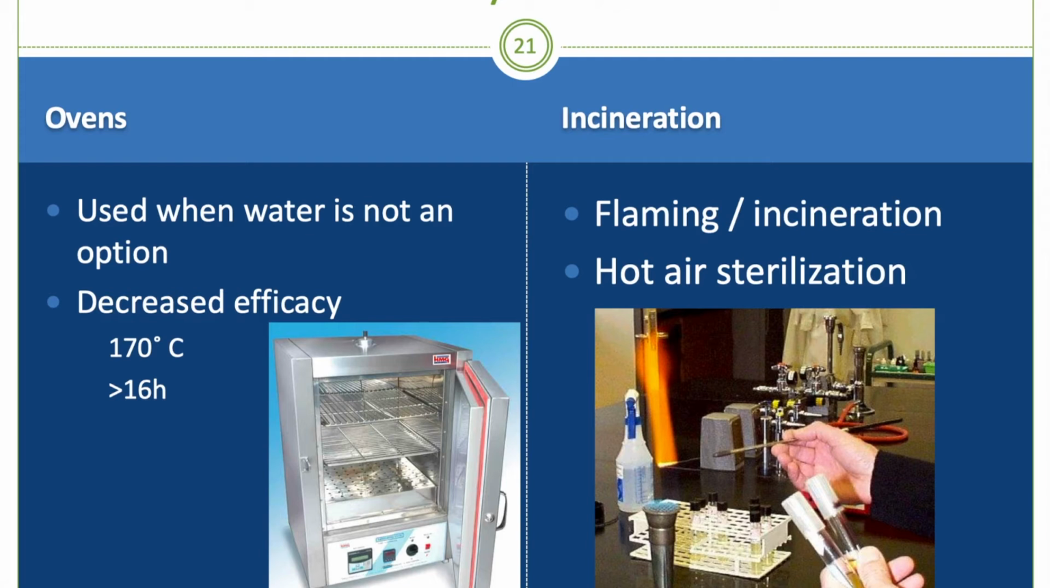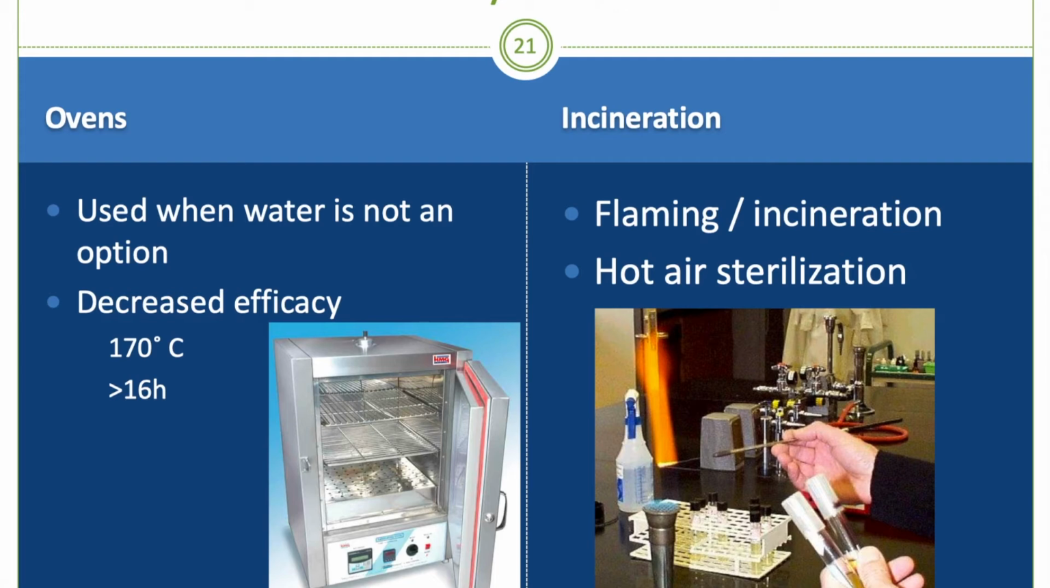And then for incineration, you have to flame or incinerate. If you were to do a live lab, that is what you would do with your Bunsen burner. When you pass it through the flame using the tip of the inner cone, that is an example of incineration.